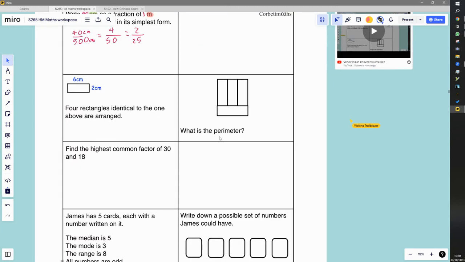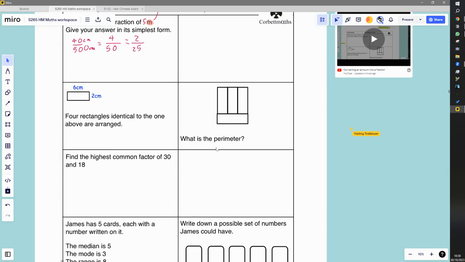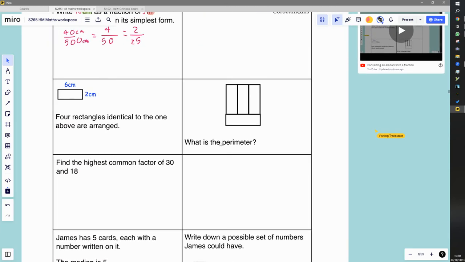Right, so this question is about perimeters. Now, the perimeter of a shape just means the length of the outside part of the shape, essentially. So imagine we had to wrap a piece of string around this shape, then the length of that string would be what the perimeter is.